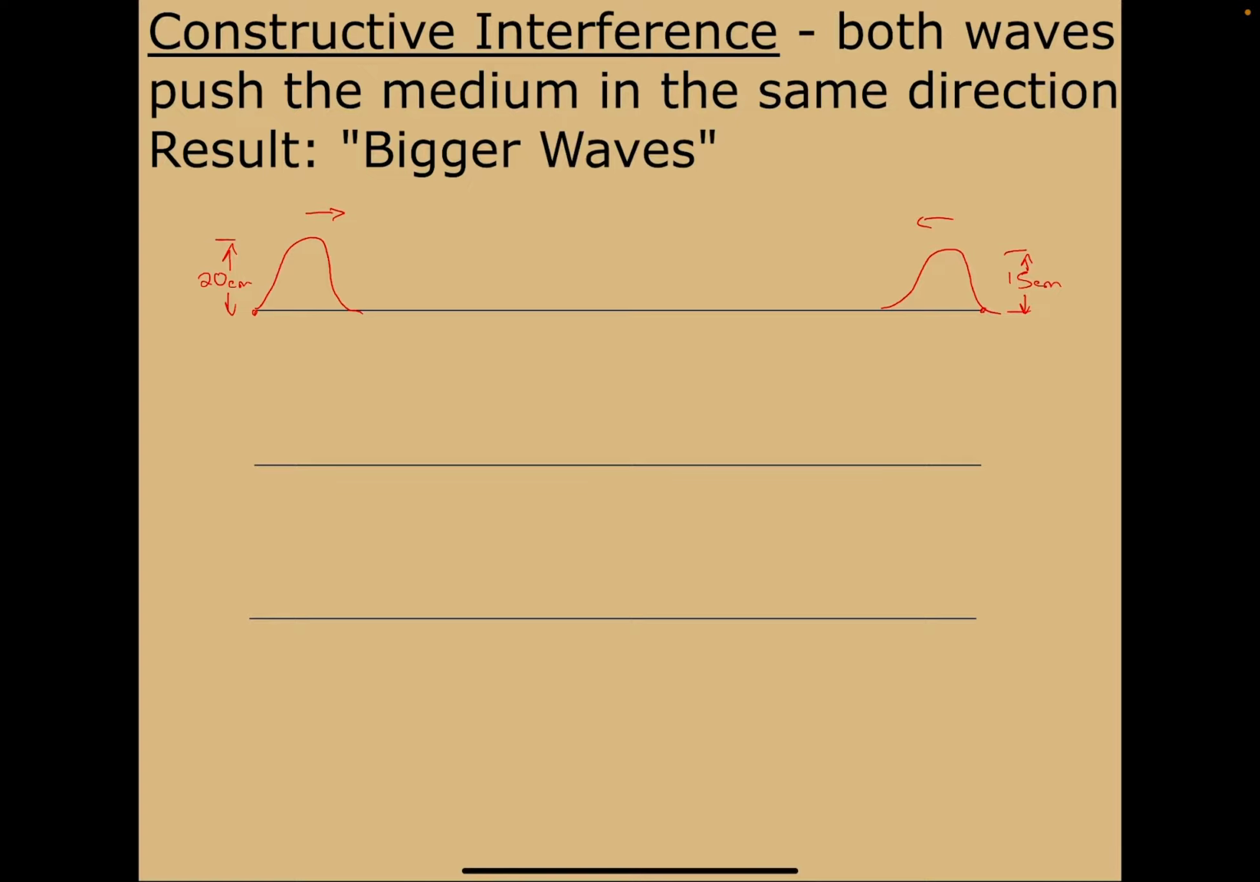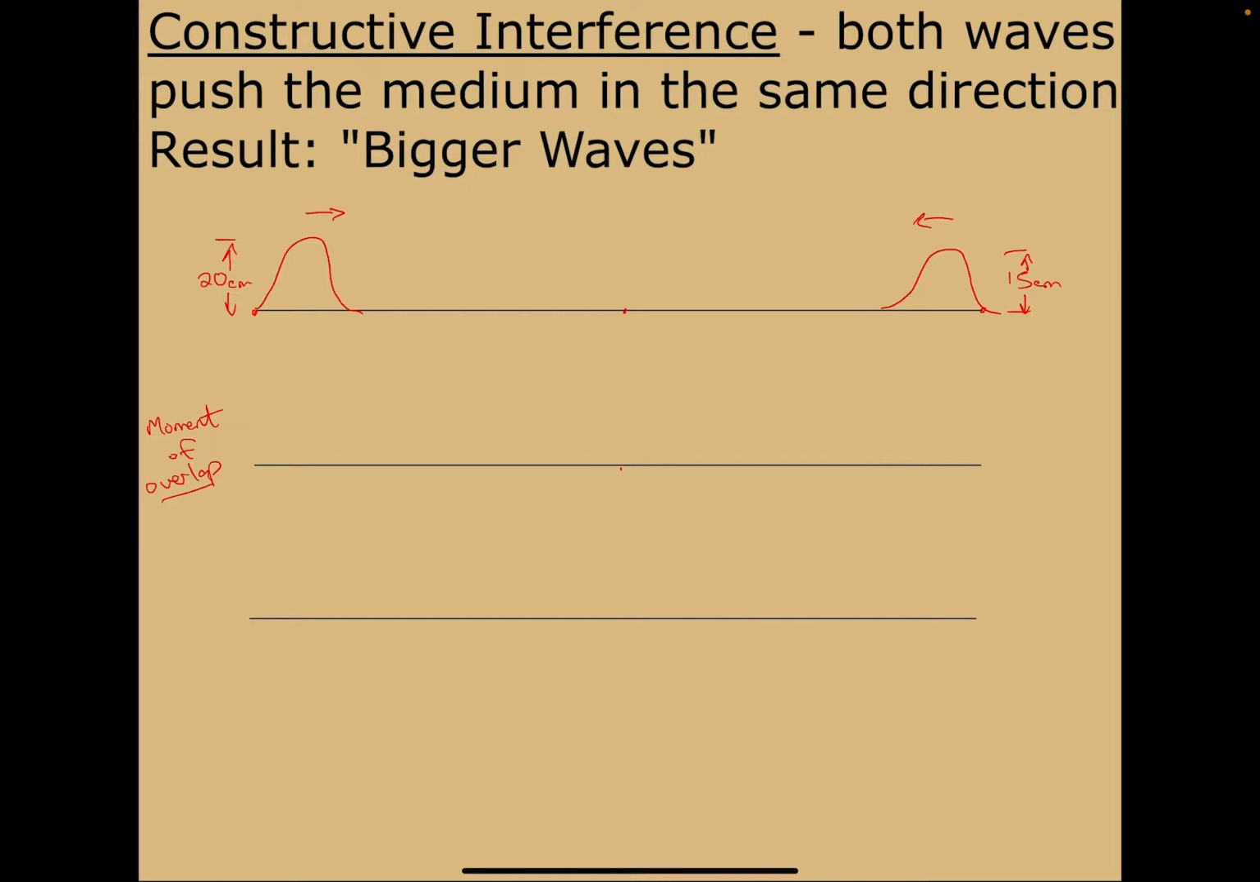Okay, so as the two pulses head towards each other, there's going to be a moment somewhere in the middle. I'm going to do it here. There's going to be a moment of overlap. Okay, so this just happens for a quick moment. So let's just say here, moment of overlap. That moment of overlap is where constructive interference happens, and you could say that's where they experience superposition.